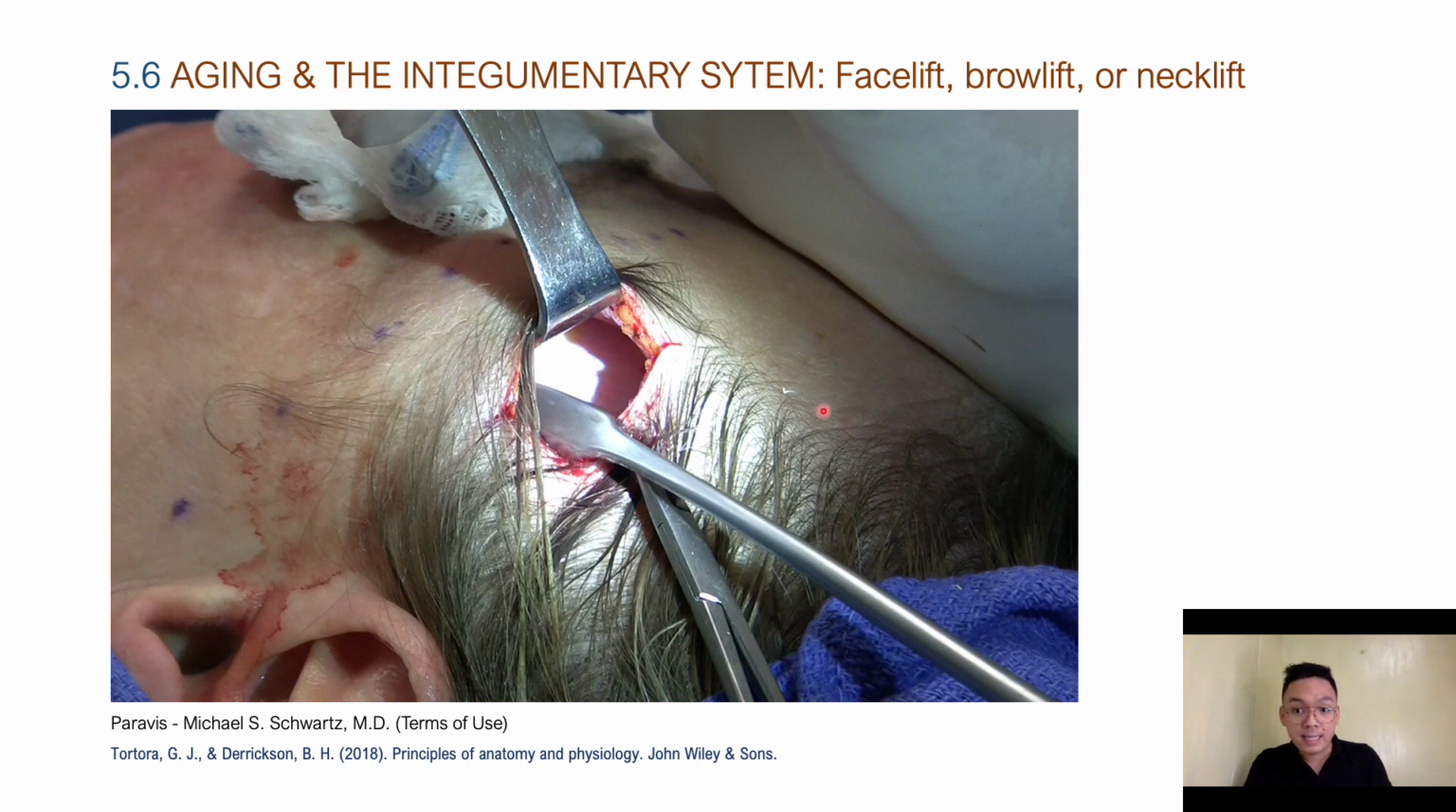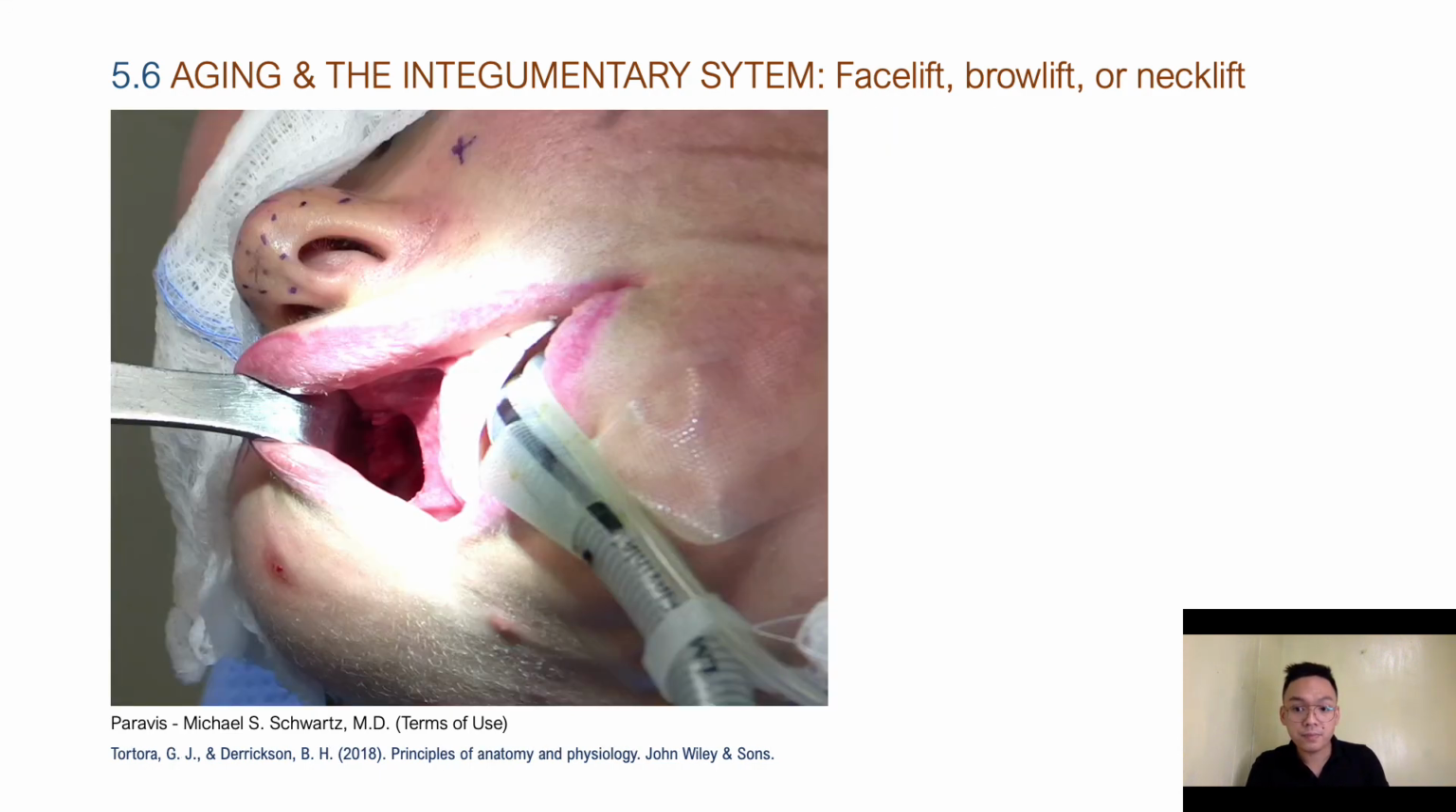The plane is being dissected to the orbital rim and connected to the mid-face, which is your subperiosteal plane created through a sublabial incision. Again, through the sublabial incision, the periosteum of the maxilla is elevated in an endoscopic mid-face lift.